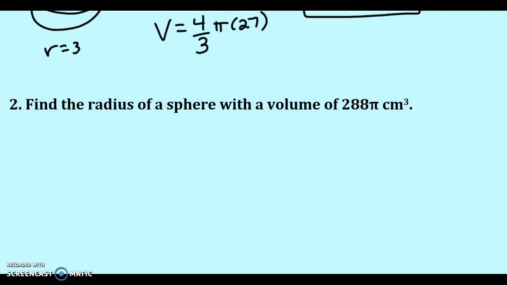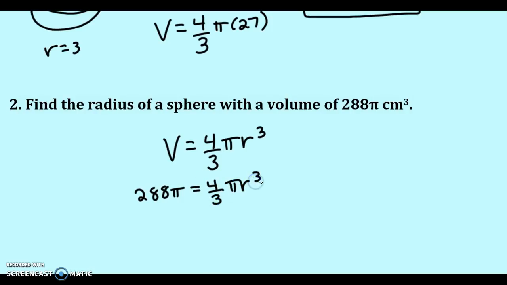For this one, it says find the radius of a sphere with a volume of 288 pi. So now you are given the volume and you want to find r. I still use the same formula, but now I know V. So I can plug in 288 pi for V, and I'm solving for r. The first thing I'm going to do is divide both sides by pi, because they're both being multiplied by pi. The pi cancels on both sides, leaving me 288 is equal to 4/3 r to the third.